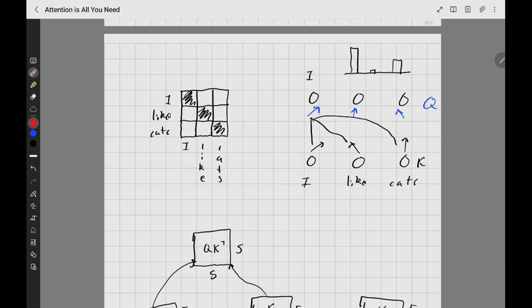So if we look at this, the word I probably correlates high with I. And then you have like and cats. I probably doesn't correlate high with those. Like probably correlates high with itself. What is doing the liking? I is doing the liking. So it's probably pretty high. I'm not an English major, so if I get this wrong, it's not my fault. And then like, what am I liking? I'm liking cats. So it'll probably have a high value there. Cats, I don't know. Maybe it has some low value here. Doesn't really matter. But it's a similarity between the vectors.